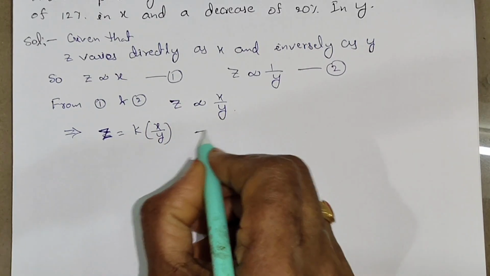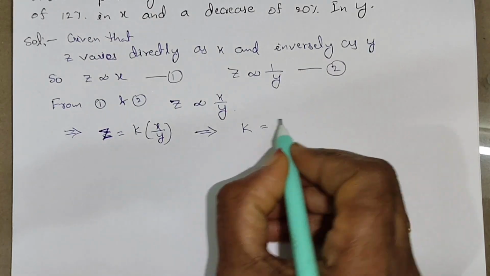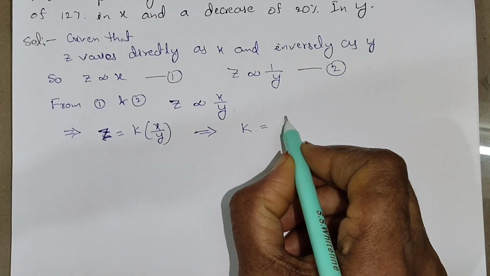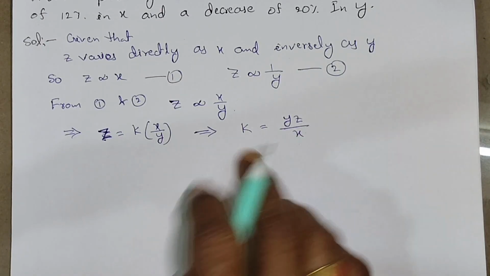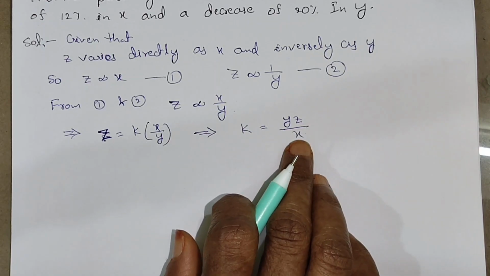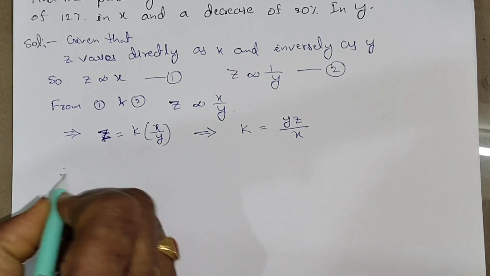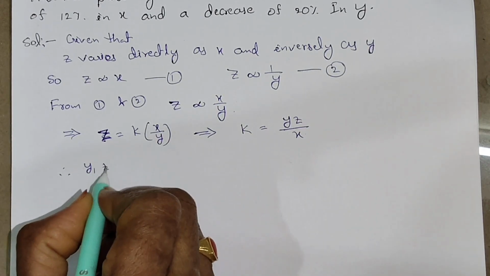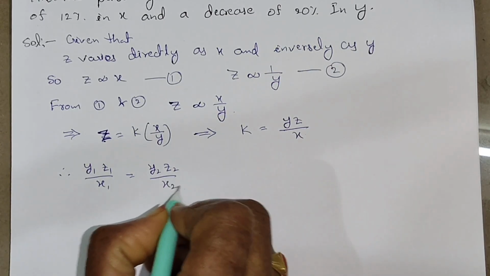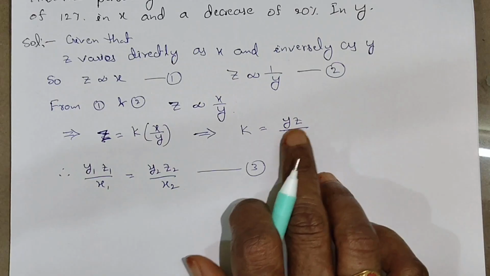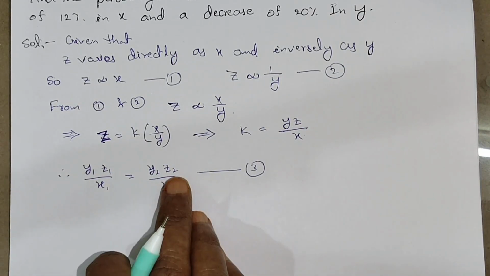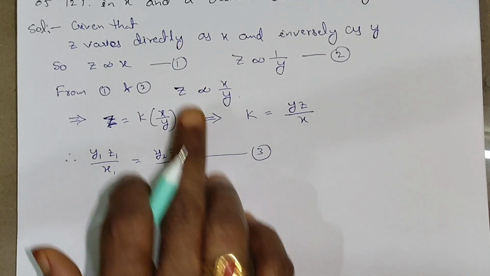So we write k is equal to YZ by X, where k is a constant. Therefore Y1 Z1 by X1 is equal to Y2 Z2 by X2. This is equation 3. Here we write it in the ratio, Y1 Z1 by X1 and Y2 Z2 by X2.